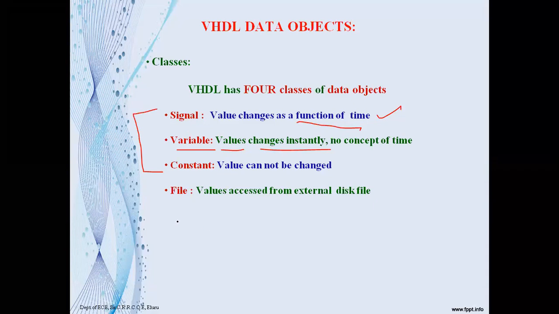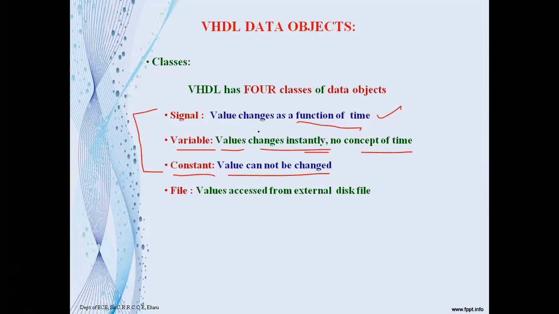A variable is also a data object, it also holds the values, but the values change instantaneously. There is no time concept here. And the third one is constant. The constant is also a data object which also holds the value, but once the value is assigned, the value cannot be changed because it is a constant.